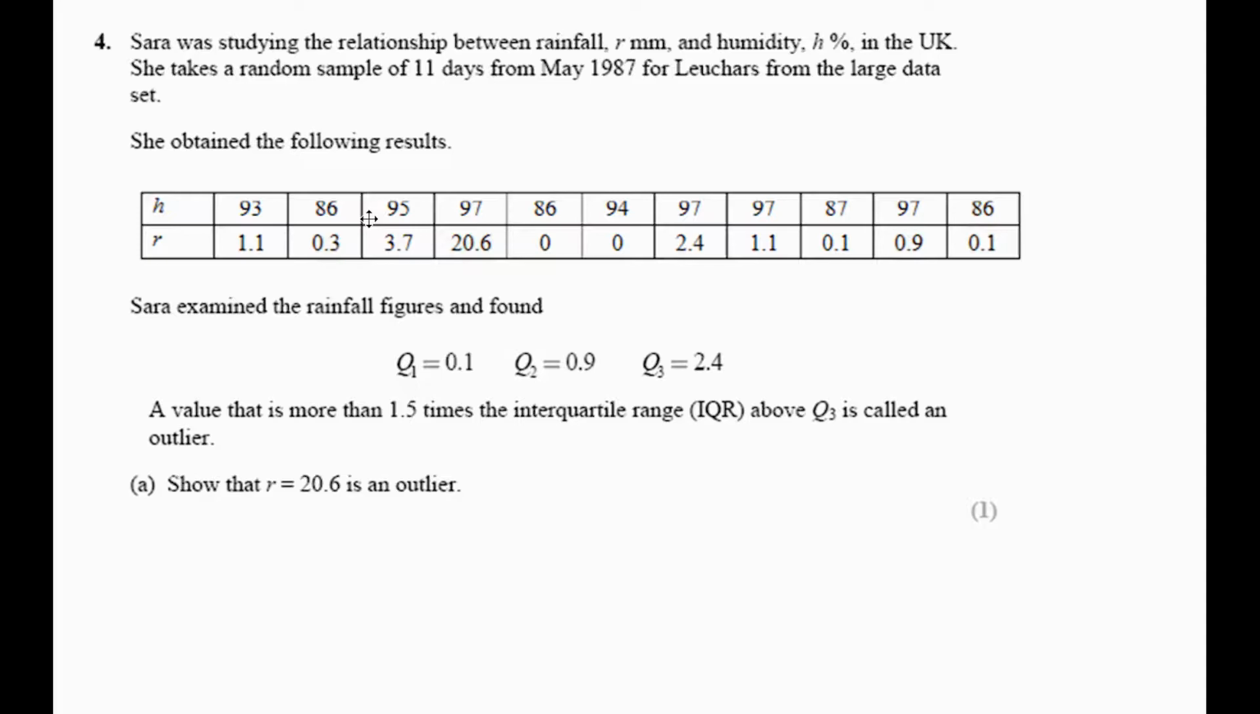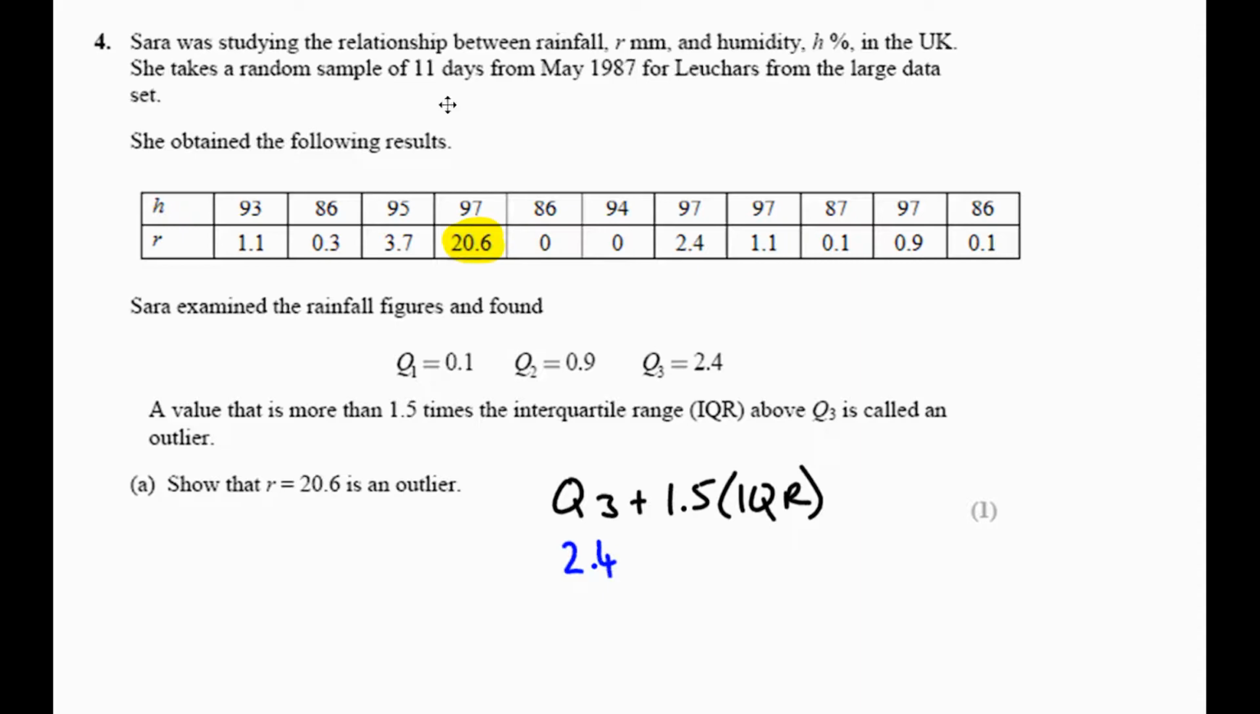A value that is more than 1.5 times the interquartile range above Q3 is called an outlier. Show that R equals 20.6 is an outlier. So we're talking about this value right here. Okay. An outlier is anything beyond Q3 plus 1.5 times the interquartile range. So let's find out what that value is.